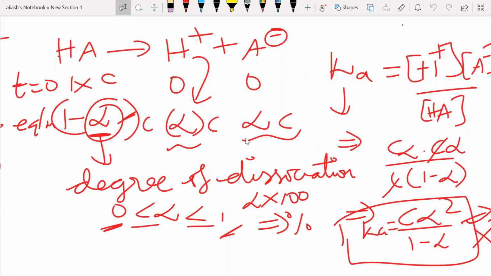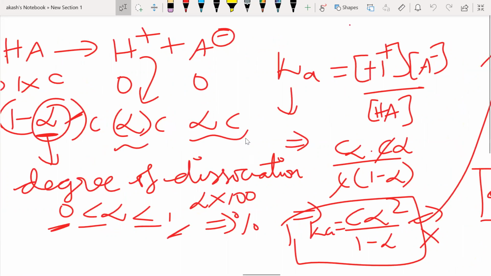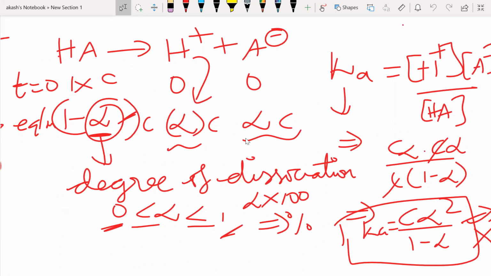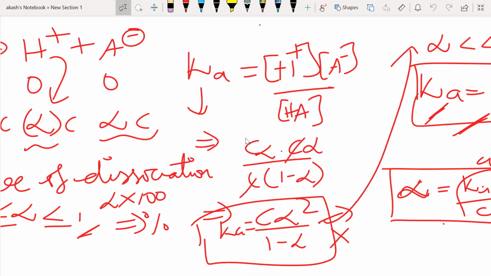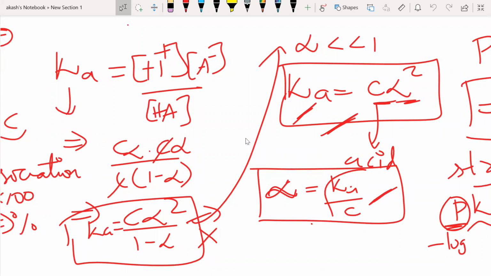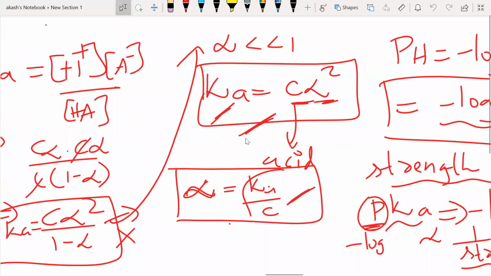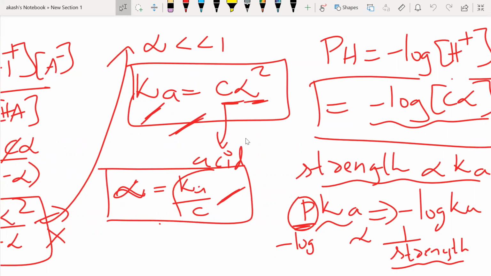This is how we go for the acid dissociation constant, specifying strength in terms of numbers. Ka is directly proportional to the acidic strength. We got C alpha squared divided by 1 minus alpha. I told you 90% of the time we'll just be using Ka is equal to C alpha squared. And you can connect pH with Ka, pH with alpha.